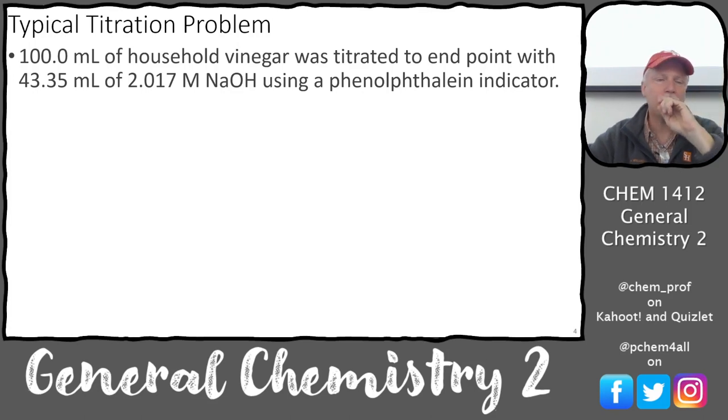So this is a typical problem. 100 mL of a household vinegar solution. Right out of the pantry, you can get household vinegar and put that in the bottom flask and titrate it to endpoint with strong base. So it's reacting with the acid. Once the base reacts with the acid, it'll react with the phenolphthalein indicator. Endpoint was reached at 43.35 mL of a 2.017 molar sodium hydroxide solution.